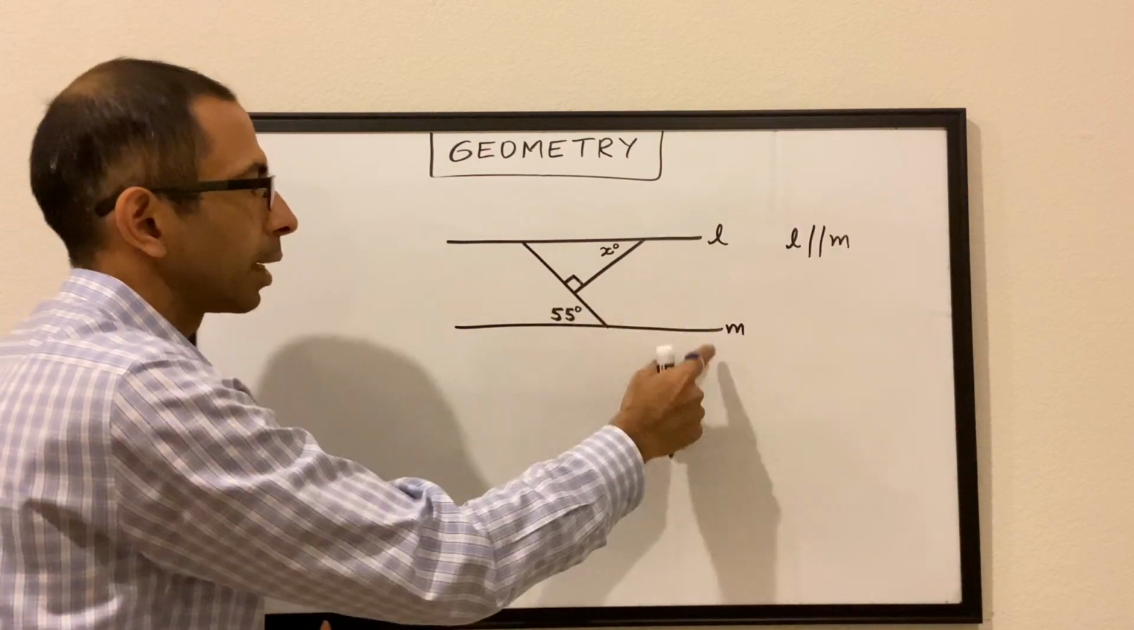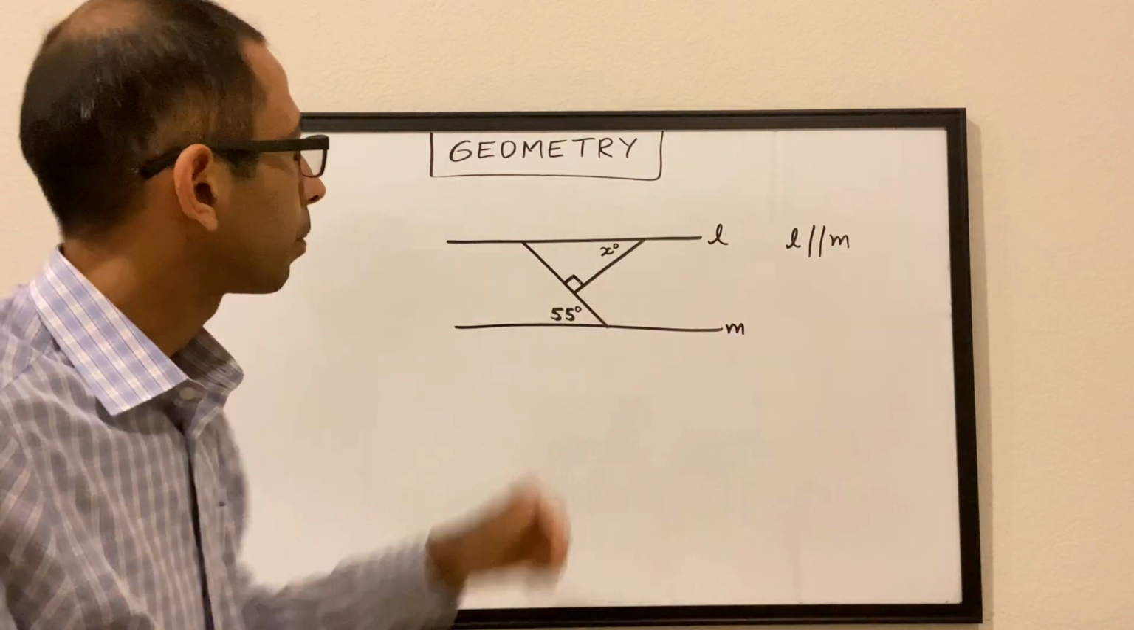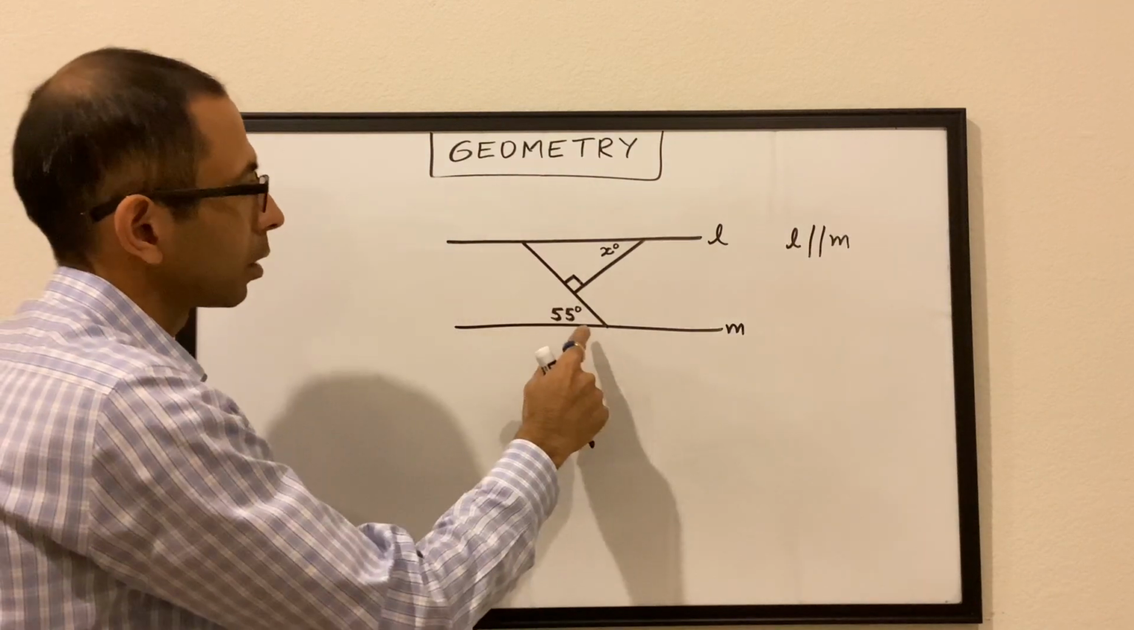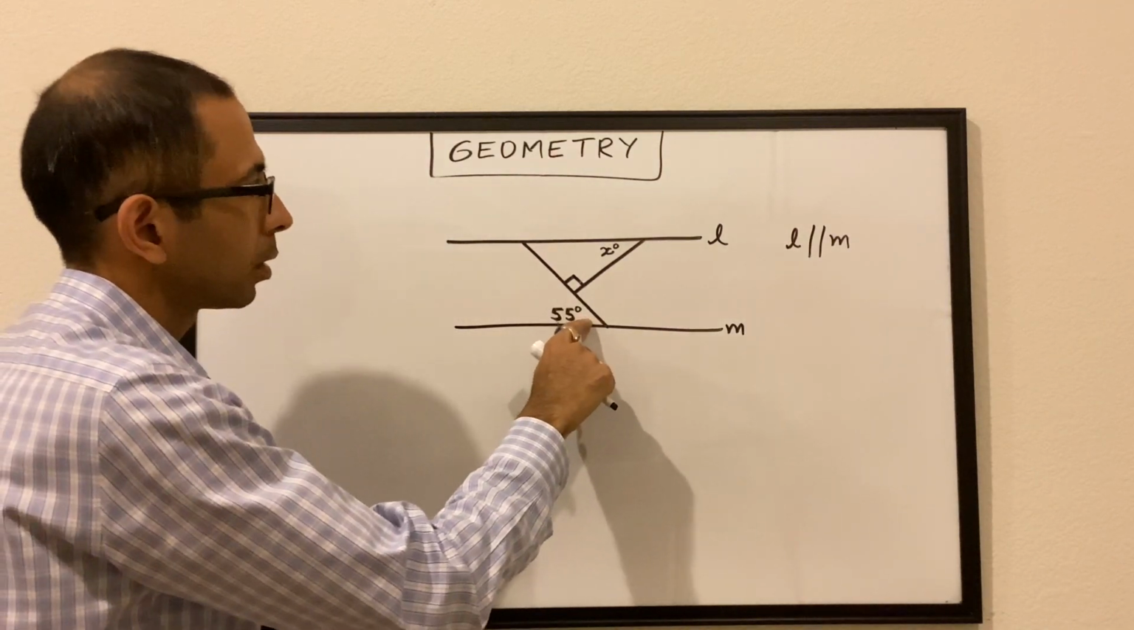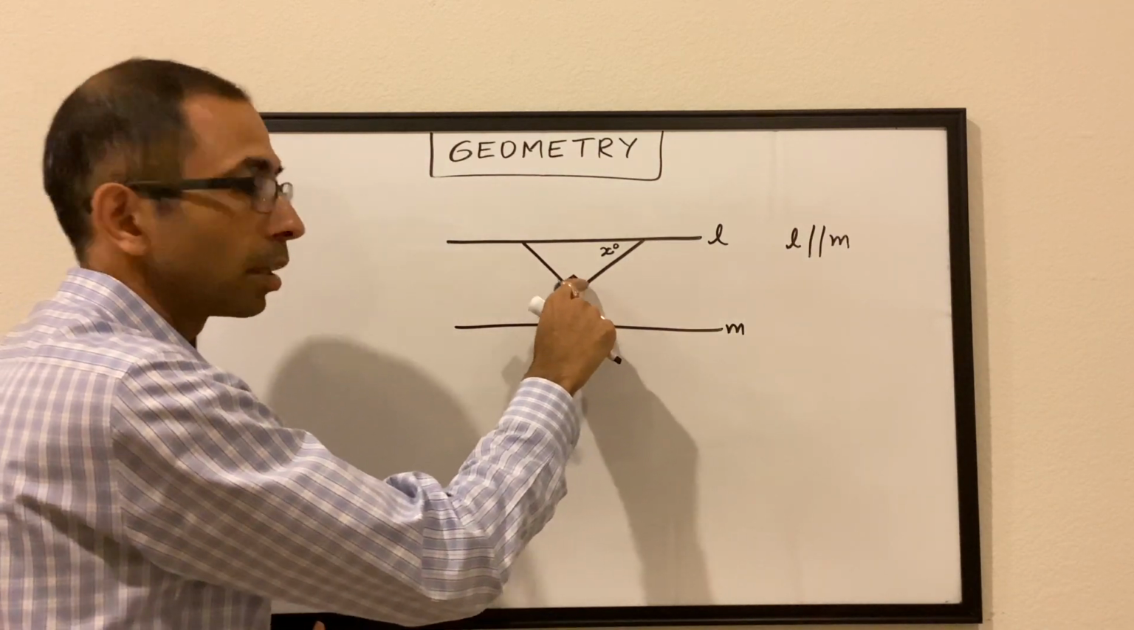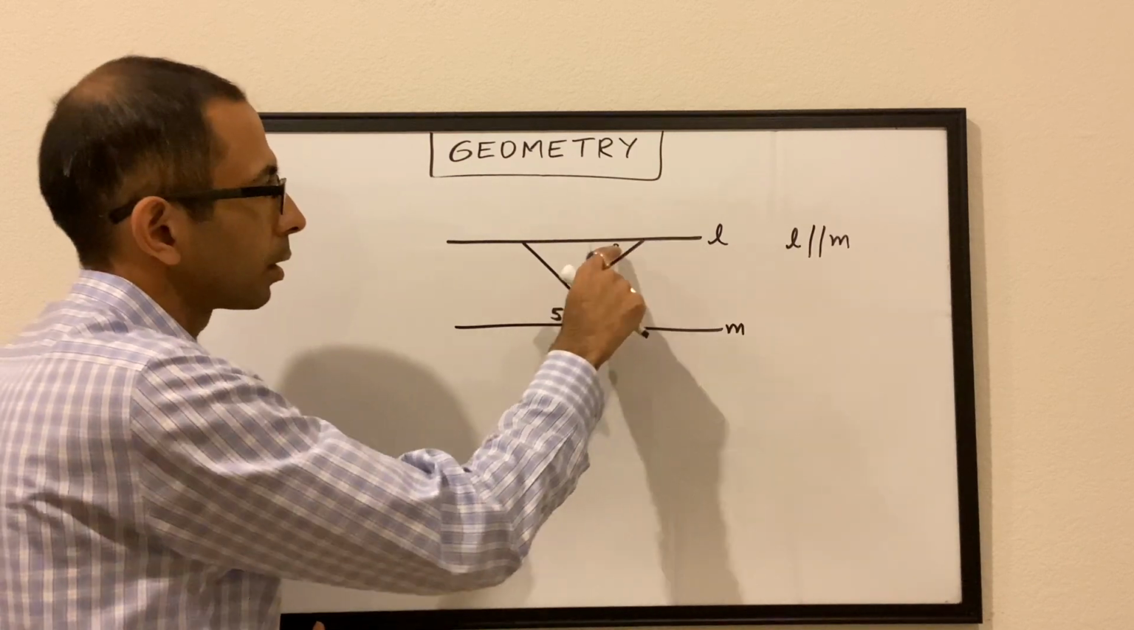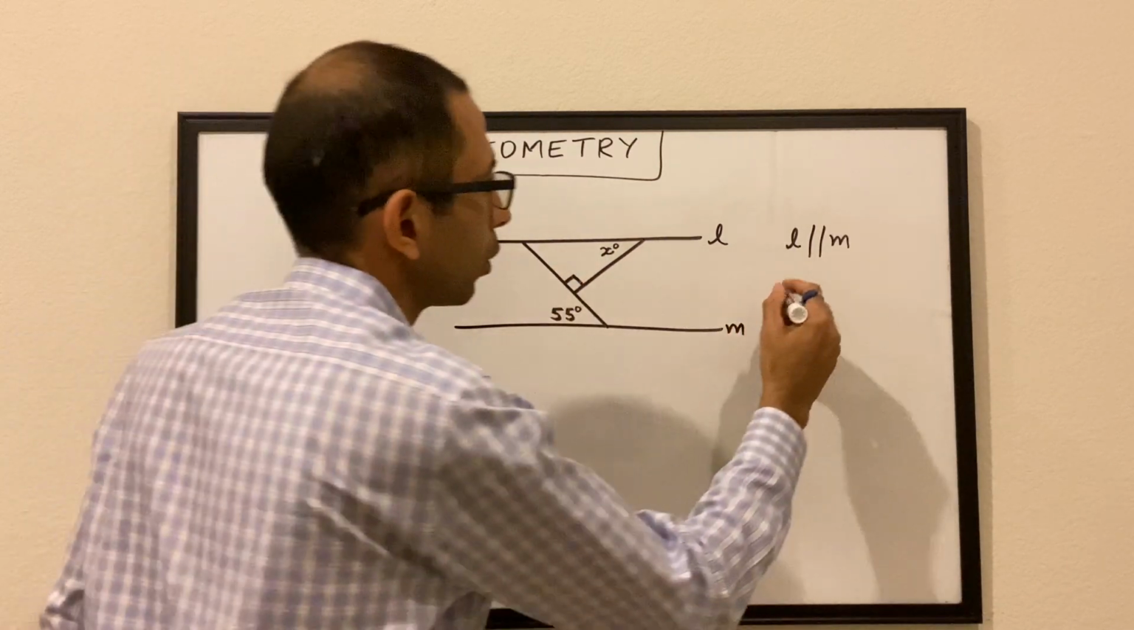So we have two lines L and M. L is parallel to M, and this angle is 55 degrees, and this is a 90 degree angle, and this angle is x, and we have to find the value of x.